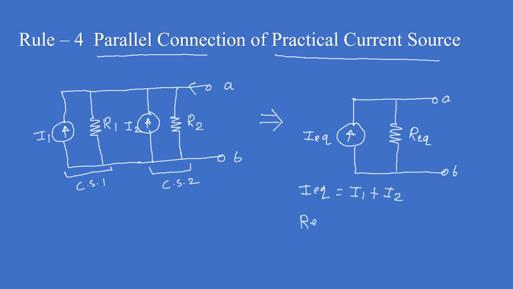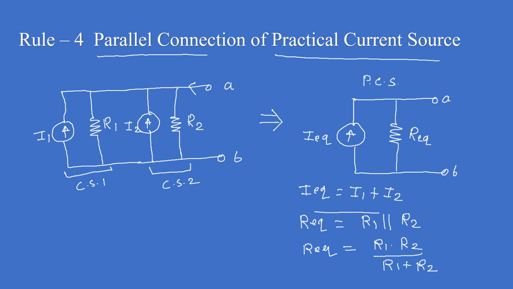What is R equivalent now? The R equivalent is simply R1 parallel with R2. Okay, so you just solve it. So it is R1 into R2 divided by R1 plus R2. Right? So by using these two formulas, we can convert the two practical current sources connected in parallel into a single practical current source.